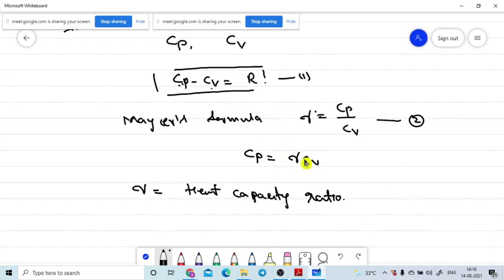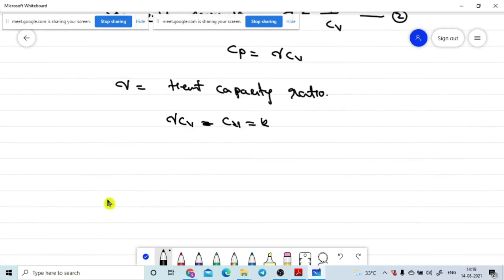I am substituting the Cp value in equation 1. So that is gamma into Cv minus Cv is equal to capital R. So can I write? I am taking Cv as the common term. After taking the common term, I am sending the remaining term to the other side.